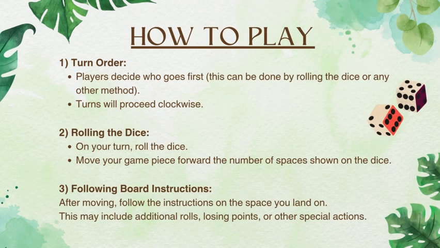How to play. Each group takes turns to roll the dice. When a group rolls the dice, they have to move the game piece the number of spaces shown on the dice, and then follow the instructions as shown in the block that they land on. This may include additional rolls, losing points, or other special actions.